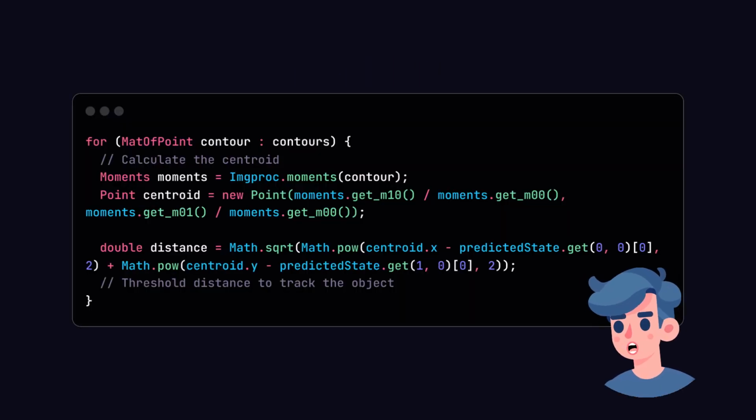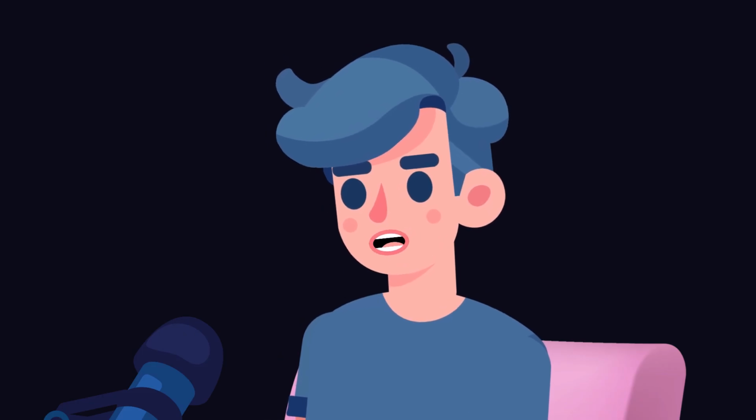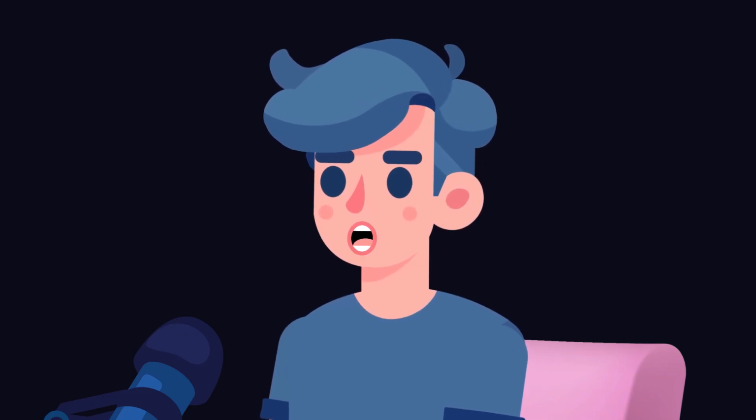Next, let's handle object tracking continuity by associating the predicted positions with the current contours using a simple distance metric, the Euclidean distance. By comparing the predicted position with the centroid of the contours, we can determine if a detected object is the one we are tracking or if it's a new object.